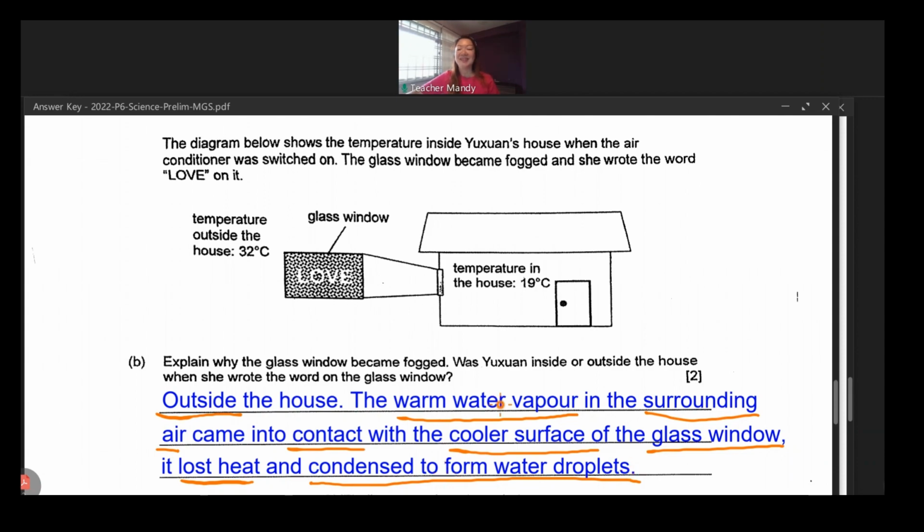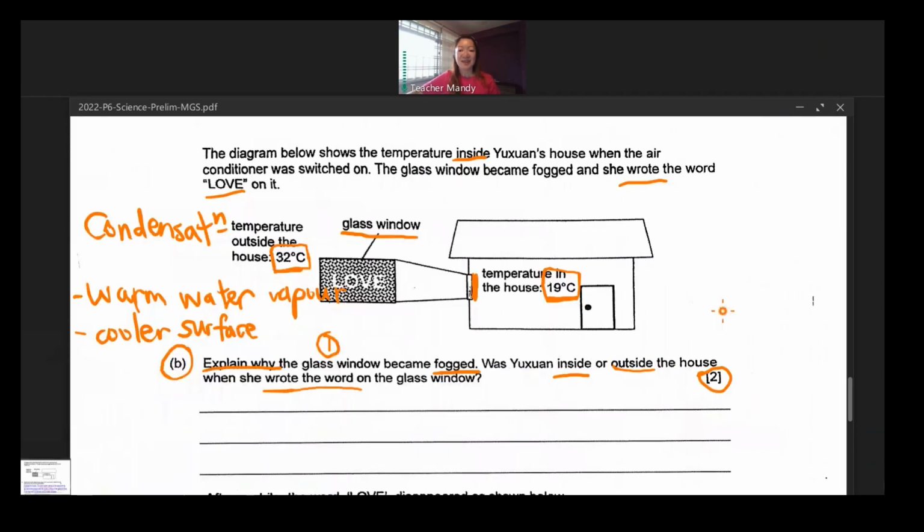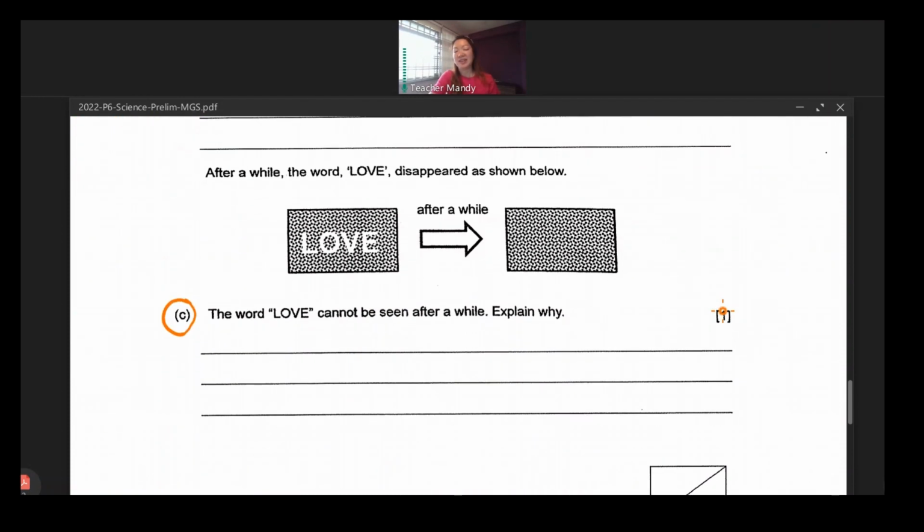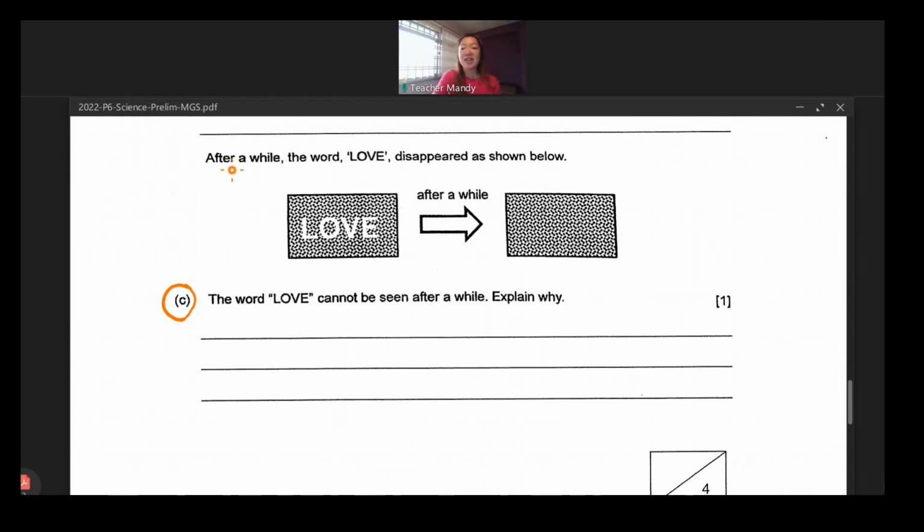That. Now, let's look at the next one. Because it doesn't stay there forever. The words will disappear actually. So after a while, the word love disappeared as shown below. So like this. Okay. Now the word love cannot be seen.